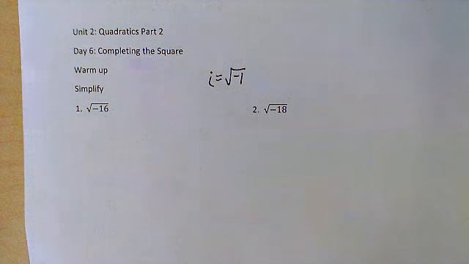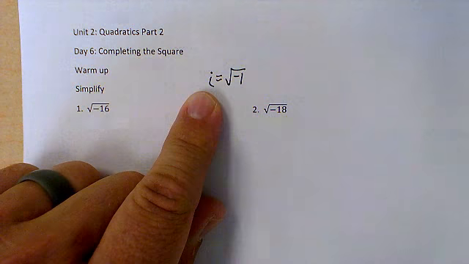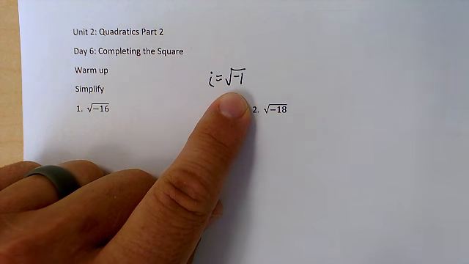Alright, on today's lesson we're still going to be completing the square. Today though we are going to have imaginary answers. The thing you need to know is that whenever you see the square root of a negative, you're going to use the imaginary unit i. So that's i equals the square root of negative 1.